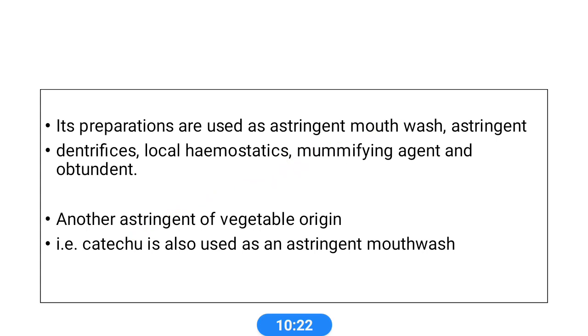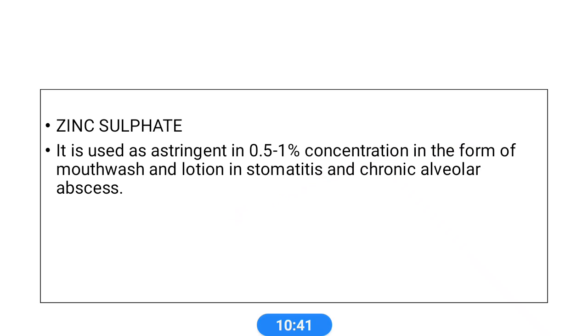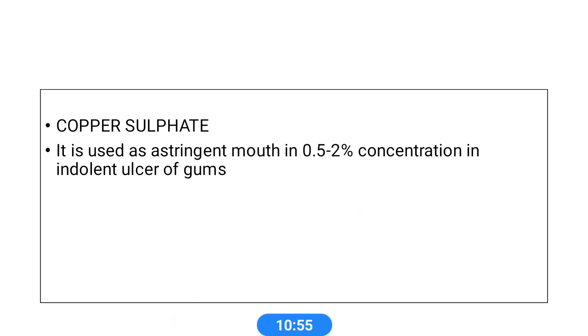Under astringents of vegetable origin, catechu is also used as an astringent mouthwash. Zinc chloride is a caustic astringent used as 5 to 10% solution in ulcerative gingivitis, herpes and aphthous ulcers. Zinc sulfate is also an example of an astringent in 0.5 to 1% concentration in the form of mouthwash and lotions in stomatitis and chronic alveolar abscess.